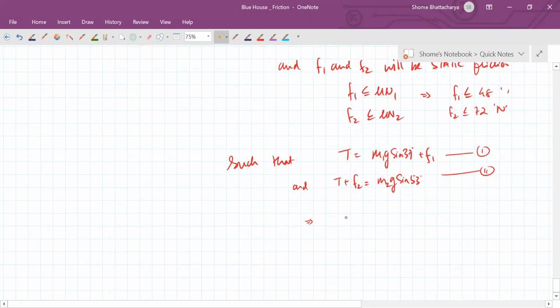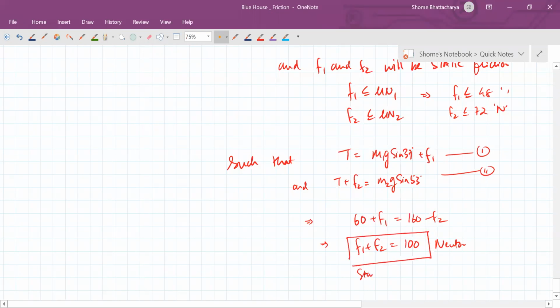From this you will get that 60 plus F1 will be equal to 160 minus F2, or F1 plus F2 sum will be 100 newtons. So these will be static frictions such that their sum should be equal to 100 newtons. Whereas the maximum possible sum you can see is 48 plus 72. So that is equal to how much? That is a lot more, no? That is 120 newtons.